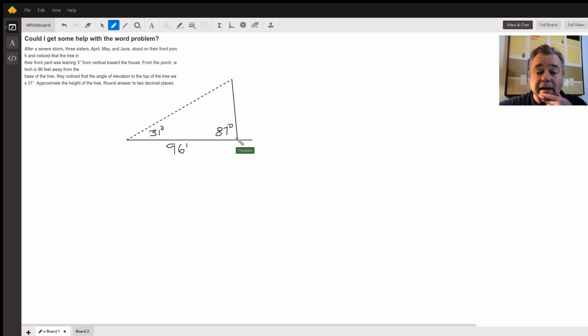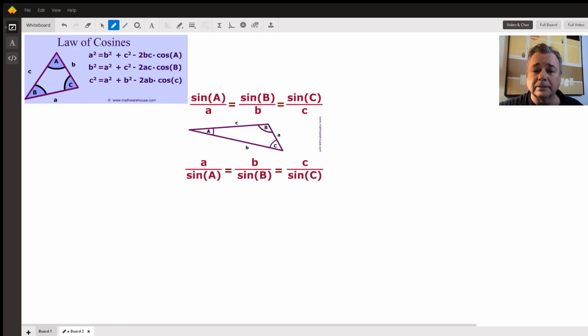Now, if the tree were vertical, we could use the tangent of 31 degrees to determine the height. But now that it's tilted, we need to find this distance of this side of the triangle. How can we do that? Well, we have some other tools besides the trigonometric identities, the law of cosines and the law of sines. Which law should we use for this problem?